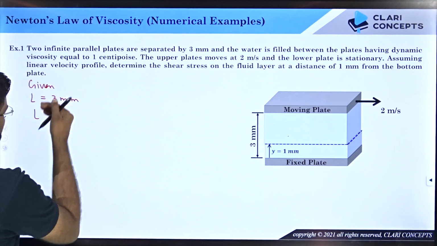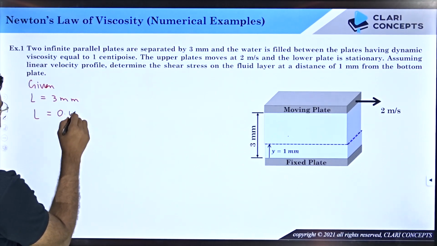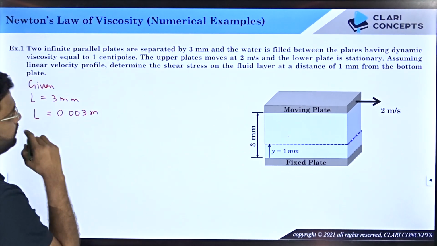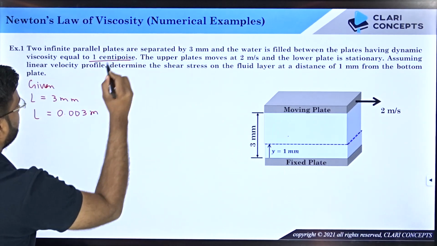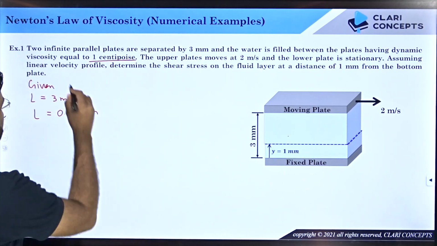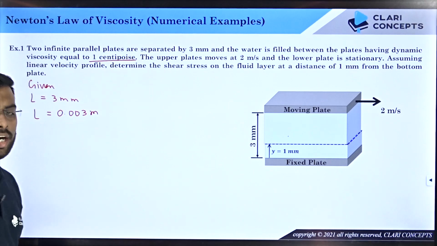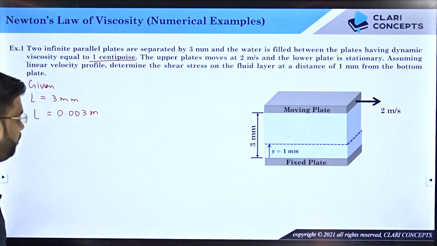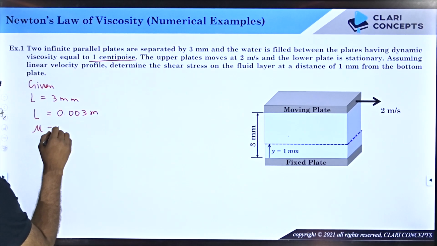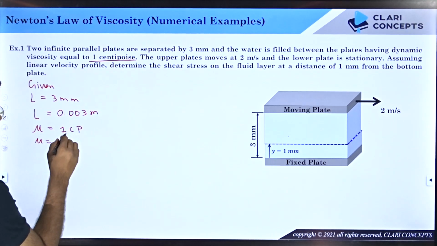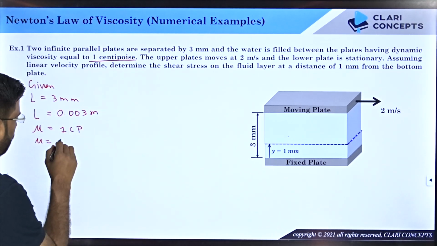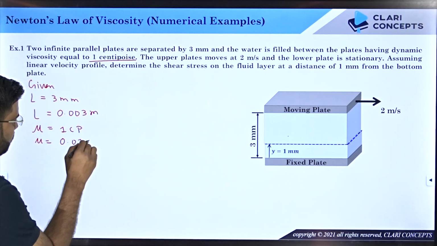So this is 3 by 1000, that means 0.003 meters. Now, I have been given the viscosity of water as 1 centipoise. Viscosity here is given in poise, which means they are talking about the dynamic viscosity, mu. So mu is given as 1 centipoise. What is 1 centi? It is 10 to the power minus 2. So I could say this is 0.01 poise.